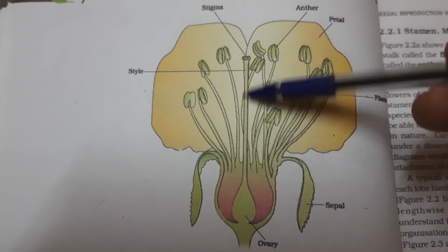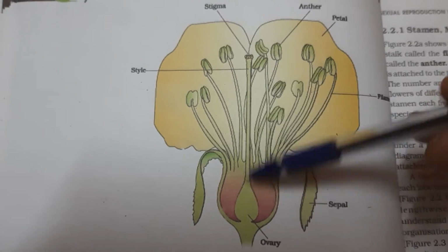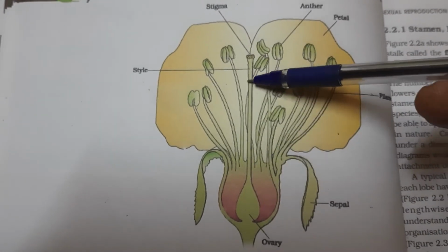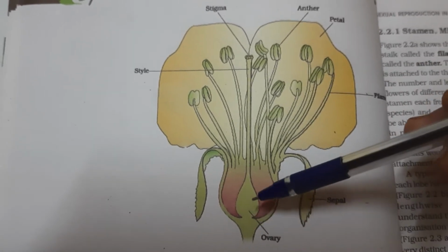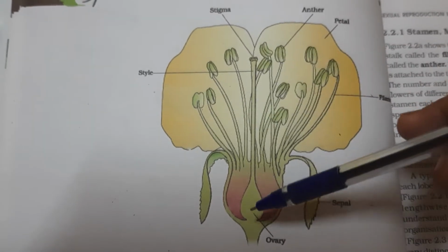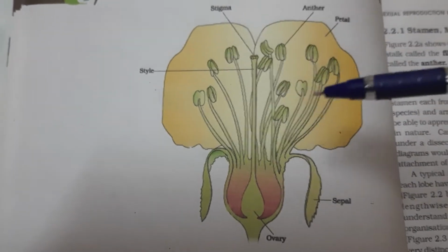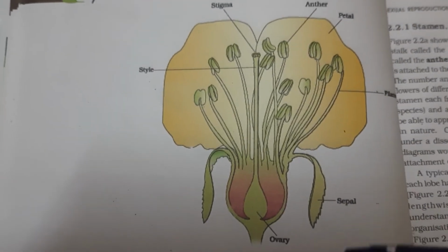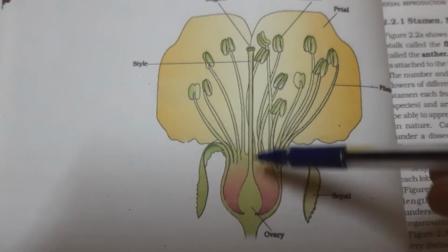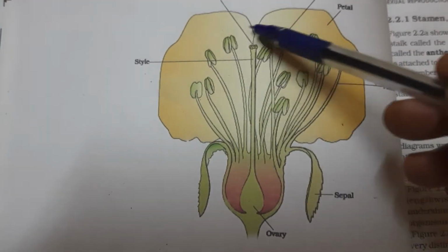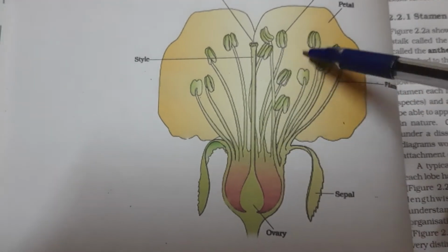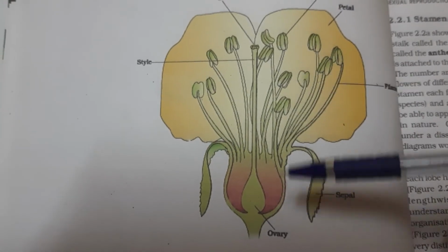Then the fourth organ is gynoecium. This is gynoecium. The unit of gynoecium is called pistil or carpel: ovary, style and the stigma. Here this is the female reproductive structure. This is the LS of the flower, that is, the longitudinal section of the flower.